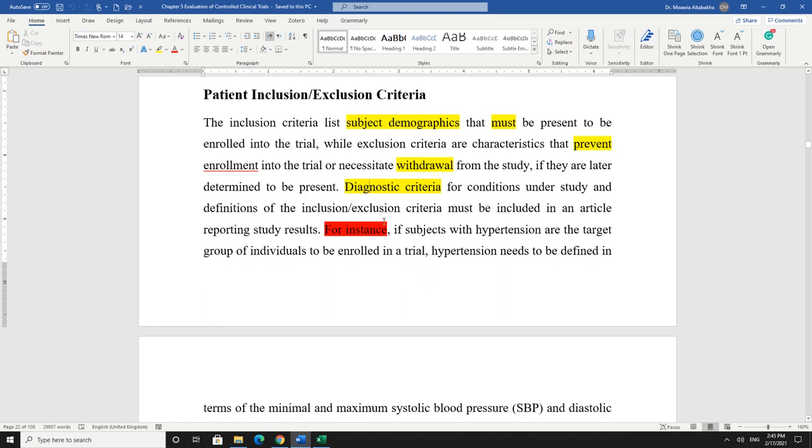Another thing to mention here, because I found that some students do this. For example, they will say my inclusion criteria is for the subjects to have a systolic blood pressure of 140 or more. And then when they go to exclusion criteria, they say my exclusion criteria is for subjects having a systolic blood pressure of less than 140. Now this is repetition. It's not correct. You cannot do that. Your exclusion criteria must be different.